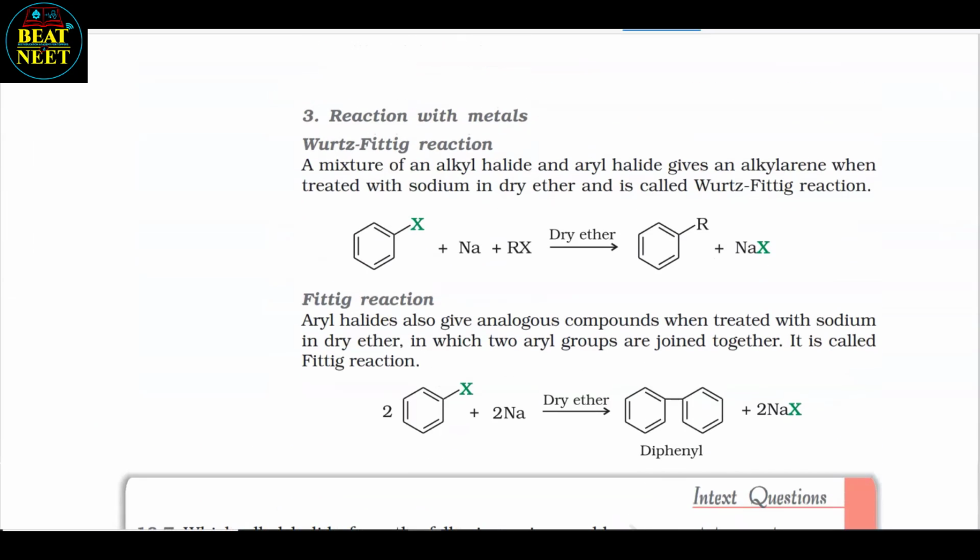Number three, reaction with metals. Wurtz-Fittig reaction. A mixture of an alkyl halide and an aryl halide gives an alkylarene when treated with sodium in dry ether, and is called the Wurtz-Fittig reaction. You can see this reaction here.